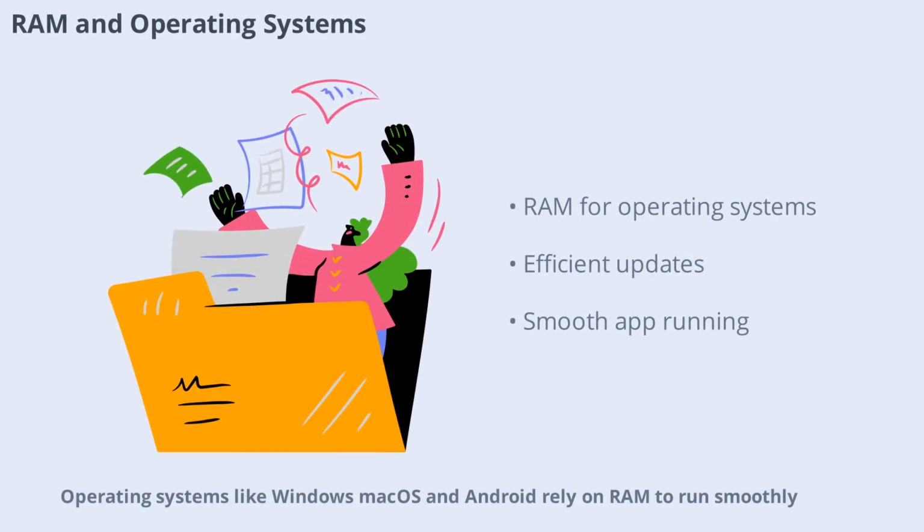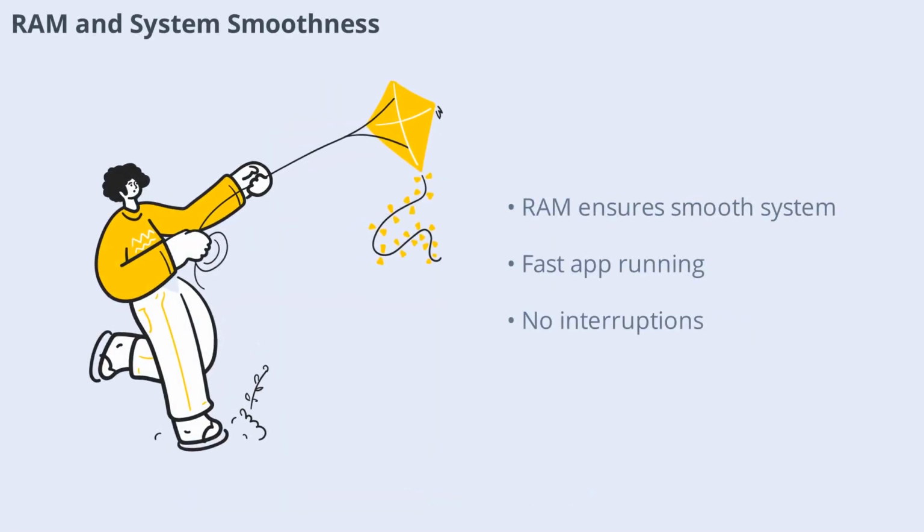Operating systems like Windows, macOS, and Android rely on RAM to run smoothly. More RAM means your OS can handle updates, run apps, and keep everything working efficiently. If you want your device to stay fast and reliable, make sure it has enough RAM for your operating system. System smoothness depends on RAM. More RAM means your device can handle more tasks, run apps faster, and keep everything running smoothly. If you want your device to perform at its best, make sure it has enough RAM for your needs.